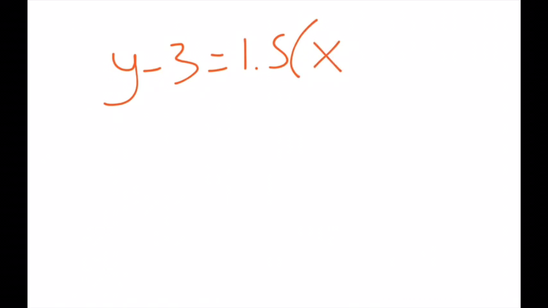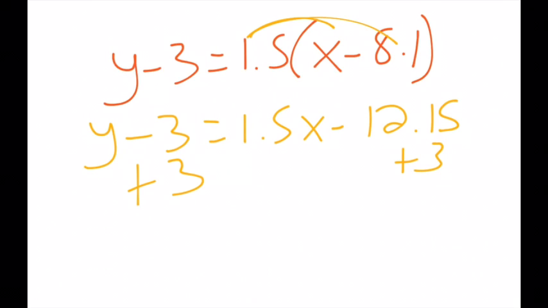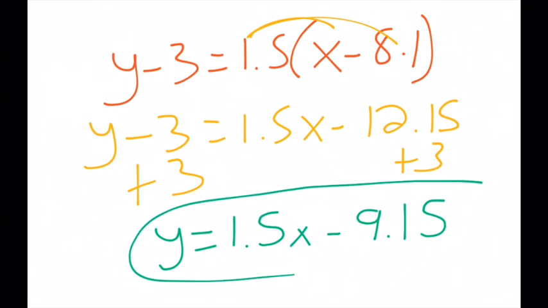So when I plug this in, I have y minus 3 equals 1.5, parenthesis, x minus 8.1. Distribute that 1.5 through, we get y minus 3 equals 1.5x minus 12.15. Then we add 3 to both sides. So our answer is y equals 1.5x minus 9.15. So that's the equation for number 5.